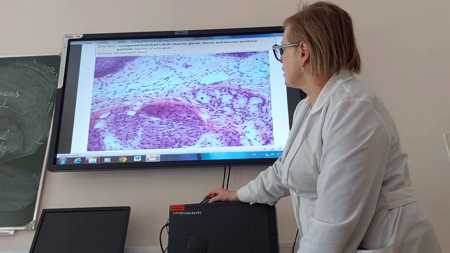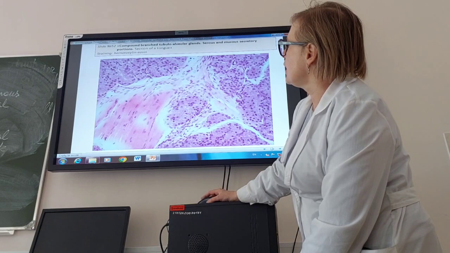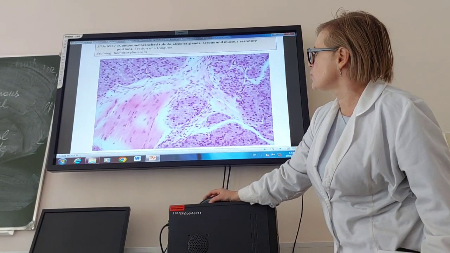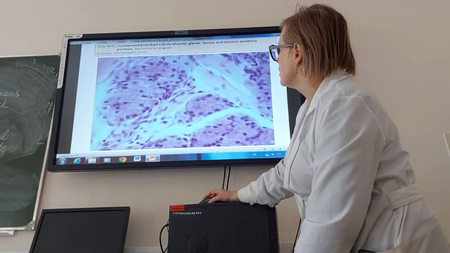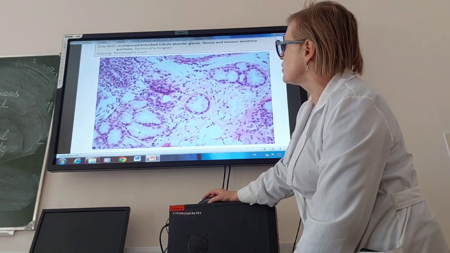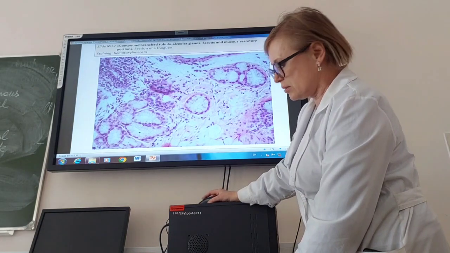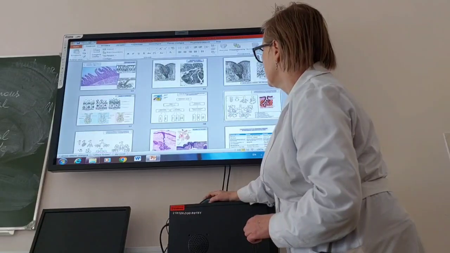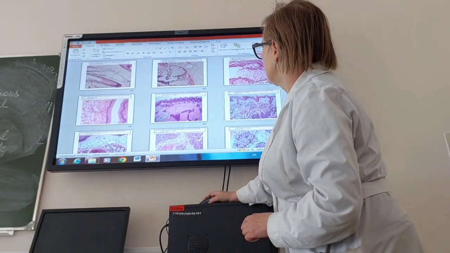Serous, mucus. High magnification of the secretory portion of what? Serous. Yes. Again, serous, round nuclei we can see here. And this? Mucus. Pale, okay. It has pale cytoplasm and the nucleus is basal.